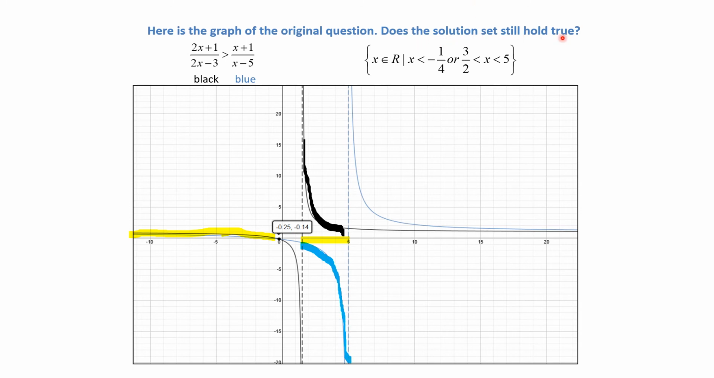So yes, the solution set is still true. So if the question asks you to graph, whether you graphed the very original question I had at the very beginning and you looked for where one is greater than the other, or you created a corresponding function by bringing things over to one side or the other, you're going to get the same answer every time. So even though you would have different graphs, the solution set is still true.